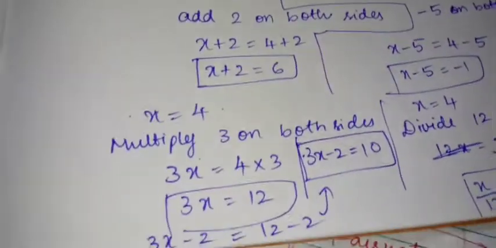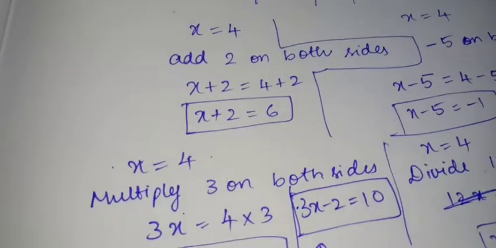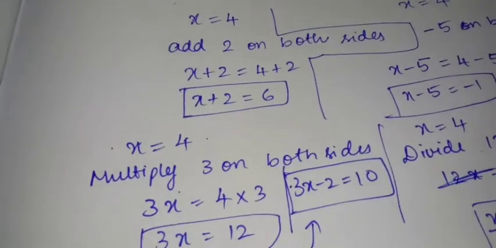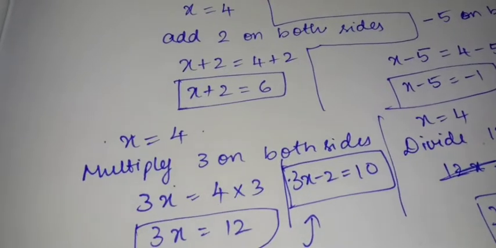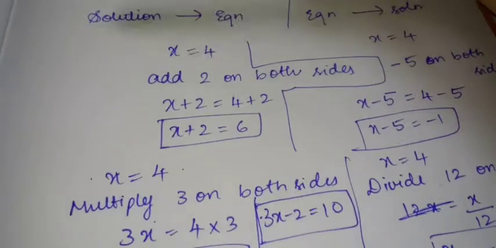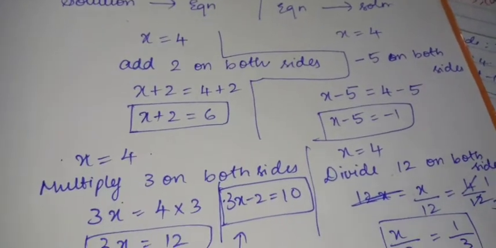So you can frame many equations using one given solution. You can add or you can also subtract. You can do multiplication, or after multiplication you can add or subtract. It is based upon our convenience. But the thing is, using our solution we should form the equation. Okay, understood?